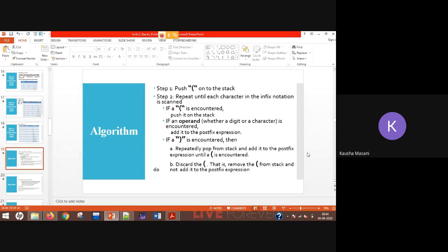We had discussed this algorithm where step 1 is, if you have that opening parenthesis, then just push it. If you don't have, then it's fine. Not necessary to push it. Push the opening parenthesis on the stack. Repeat until each character in the infix notation is scanned. Just give me a minute, please.